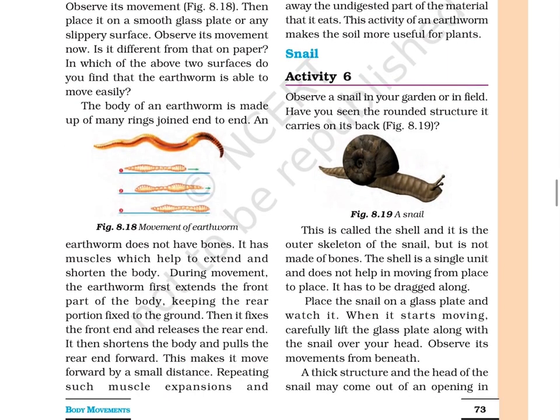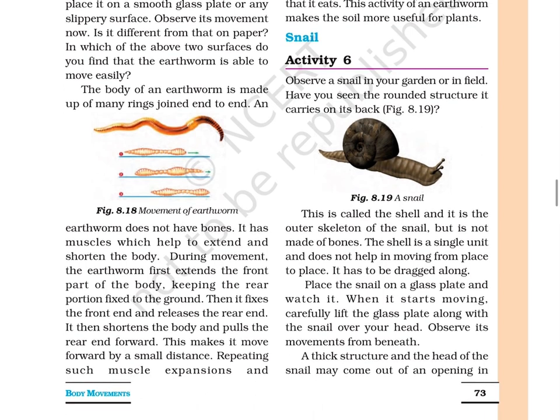Snail. Activity 6. Observe a snail in your garden or in the field. Have you seen the rounded structure it carries on its back? Figure 8.19. This is called the shell and it is the outer skeleton of the snail, but is not made of bones. The shell is a single unit and does not help in moving from place to place. It has to be dragged along.